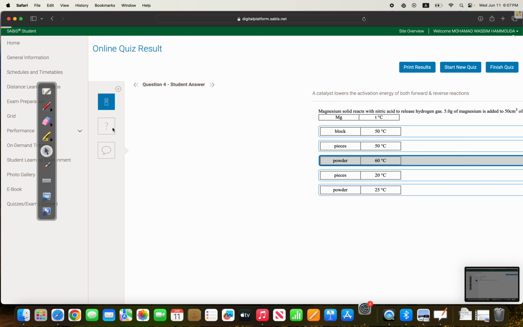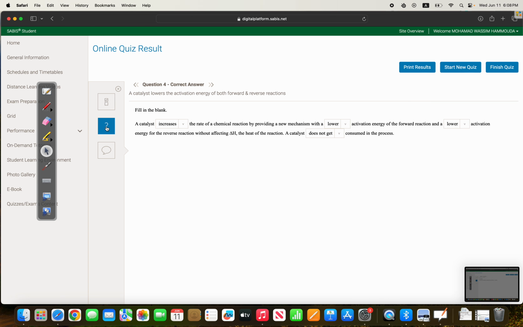Number 4. A catalyst increases the rate of reaction by providing a new mechanism with a lower activation energy of the forward reaction and a lower activation energy for the reverse reaction without affecting the delta H, which is the change in heat content, the heat of the reaction. A catalyst does not get consumed.